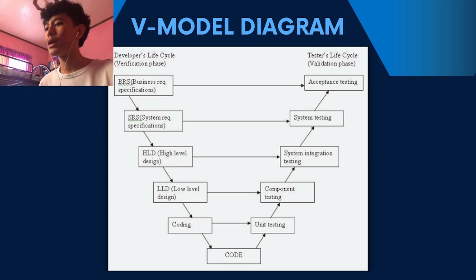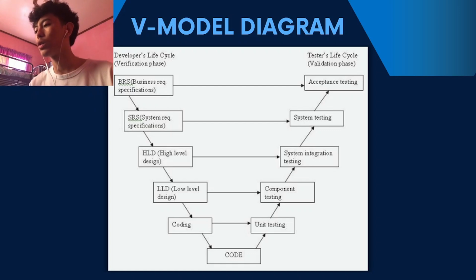So we have here a BRS and SRS, what we call business and system requirements specification. So what is BRS and SRS? Before coding starts, we must create a system test plan. This outlines what the software needs to do and how we will test it.